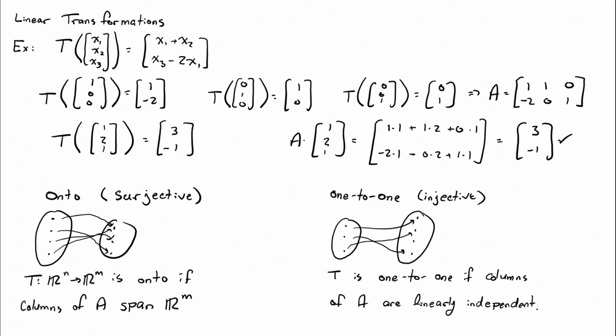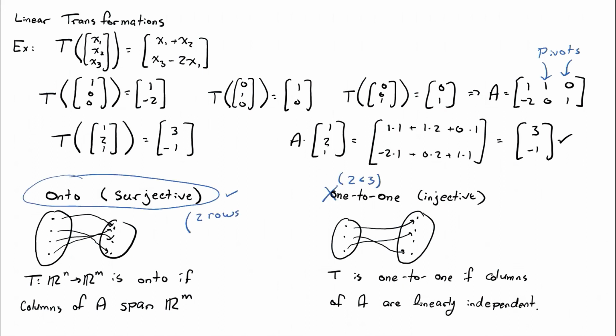I'm going to make an entire video discussing kinda how this works and how everything we've done so far ties together nicely. Let's return to our previous example and see if it is either one-to-one or onto. We already have the matrix A. There are two pivots, therefore it is not one-to-one. 2 is less than 3. But it is onto. 2 rows, 2 pivots.